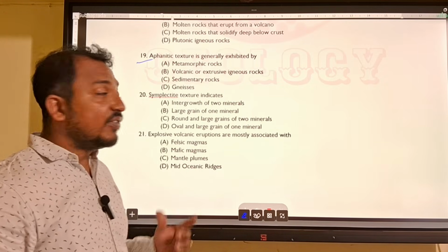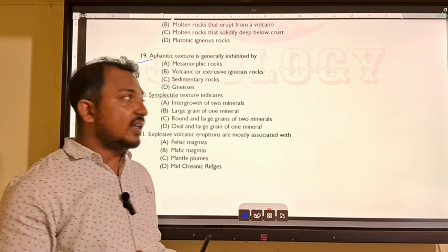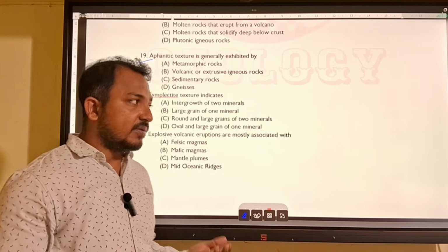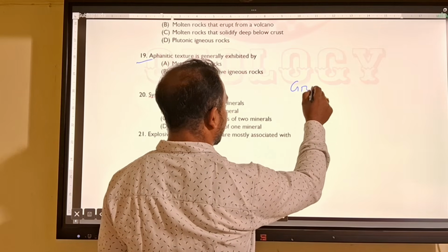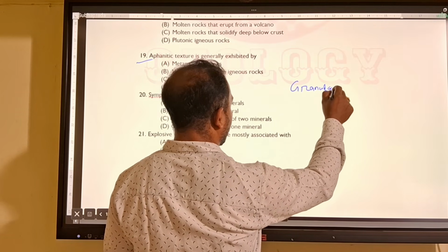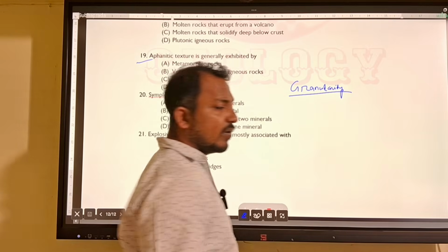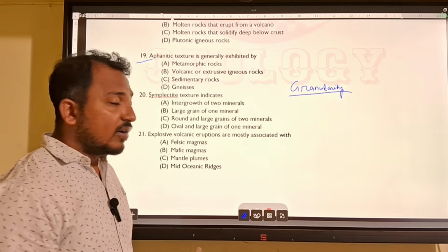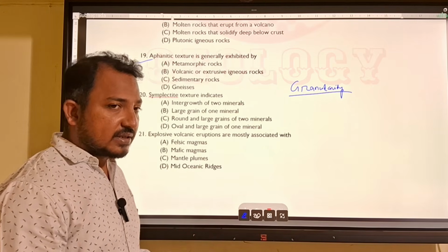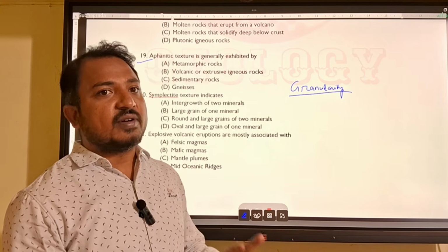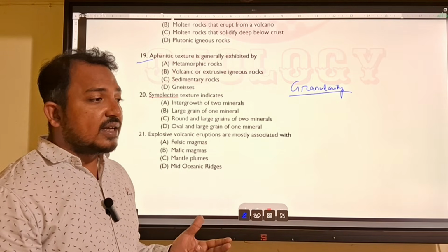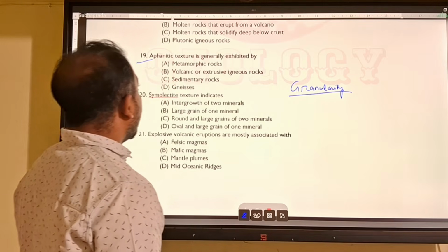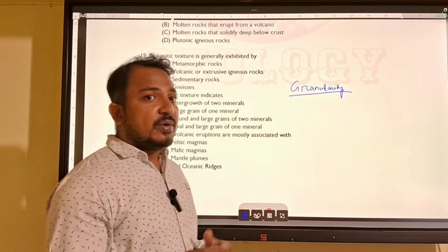Then comes aphanitic texture. Aphanitic texture is generally exhibited by. We have two types of texture on the basis of grain size, what we call granularity. Granularity indicates the size of grain. On the basis of granularity, we divide the texture of igneous rock into two types: one is phaneric, one is aphanitic. Phaneric: you can see the grain with the naked eye or with the help of a pocket lens with a zoom of 10x. Aphanitic: it cannot be seen with the naked eye, so you have to use a microscope to see the grain.